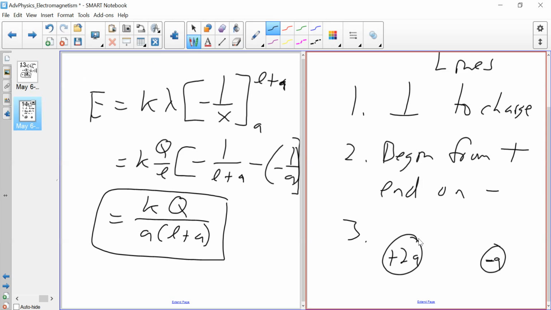Okay, let me amend that statement. Going back to the principle, the number of electric field lines, yes, is proportional to the magnitude of the charge. So if I have 2Q here and this is negative Q, I'll have twice as many electric field lines coming off of 2Q than ending on negative Q. So yeah. Sorry, that was right the first time.